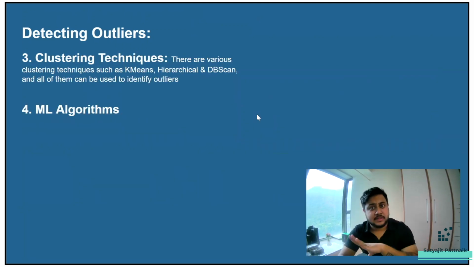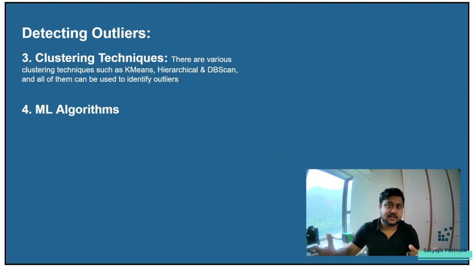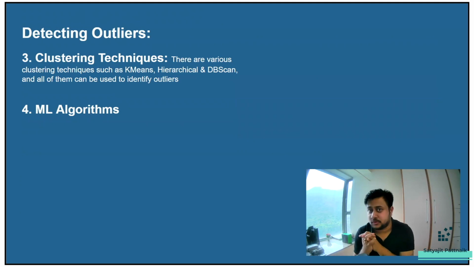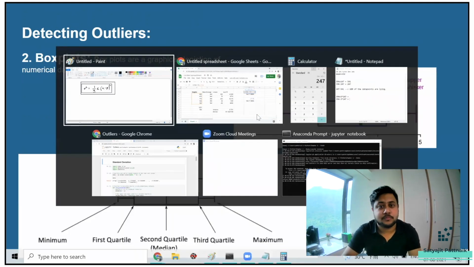Now, there are some advanced topics as well, like clustering techniques. You can use DBSCAN clustering and k-means clustering to identify whether you have some outliers or not. And there are some ML algorithms to deal with outliers. So we will be talking about these topics in some of the future videos. Let's move on to the code part.